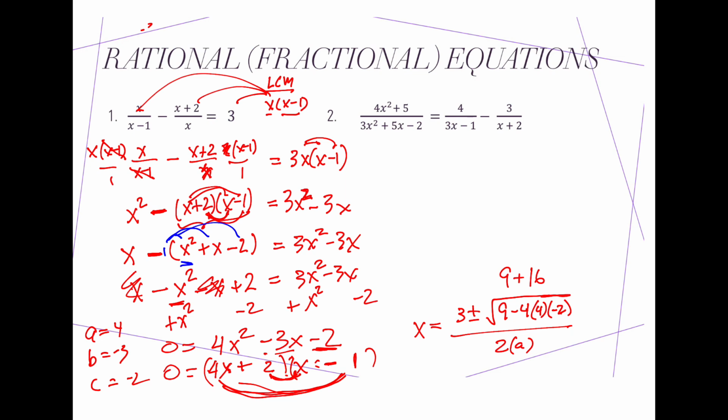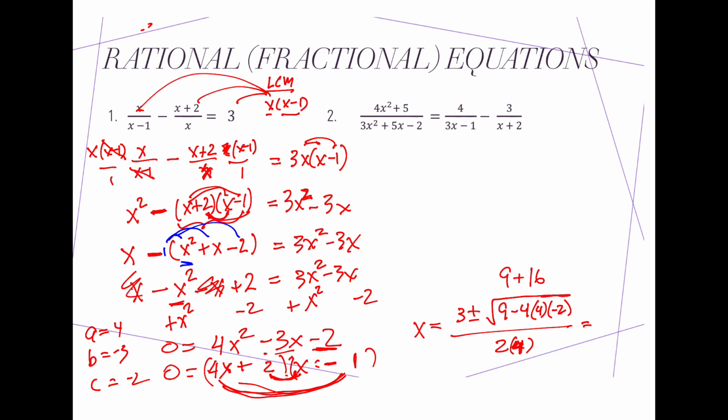Yeah, because 9 plus 16 is 25. So this gives me 2 times a is 4. Okay. Yeah, okay. So, sorry, I keep on wanting to fix this. So 9 plus b squared, negative 3 squared. Yeah, that's 9 minus 4ac. So, yeah, 8 times 4.